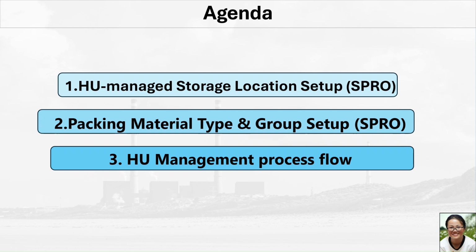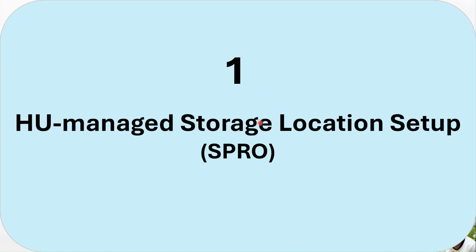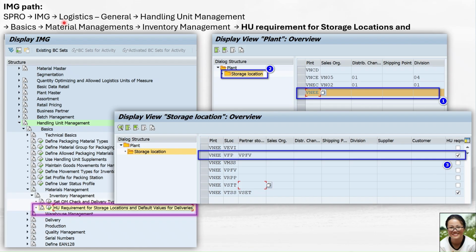This is the agenda of everything I will tell you today. The first one is how to enable the storage location in SAP. To enable HU requirements for a storage location, you have to go to the IMG path, the detailed path like this, and press execute, then select the plant you want, which is VNEE, and press on storage location.